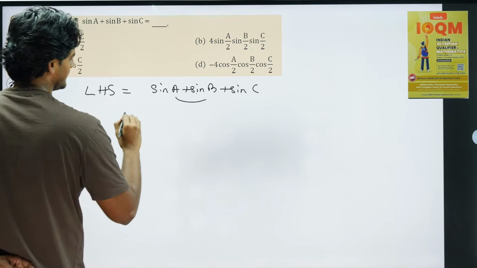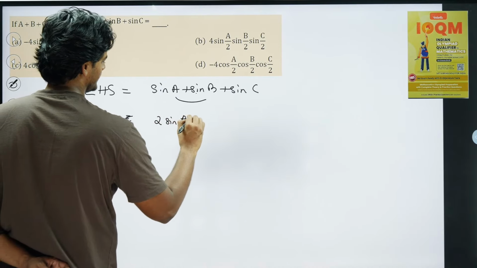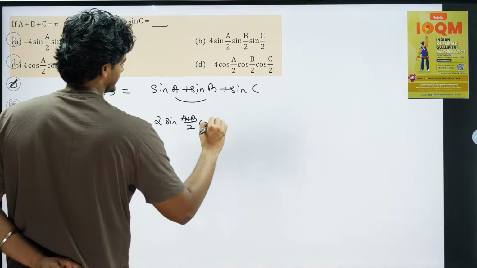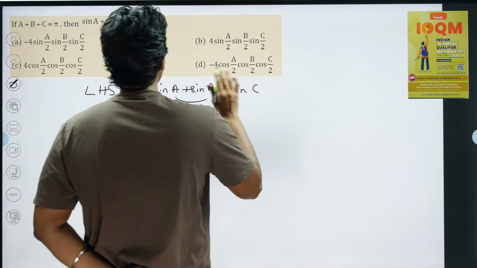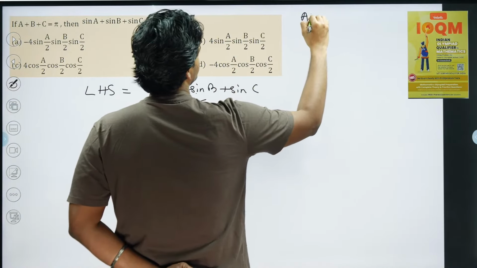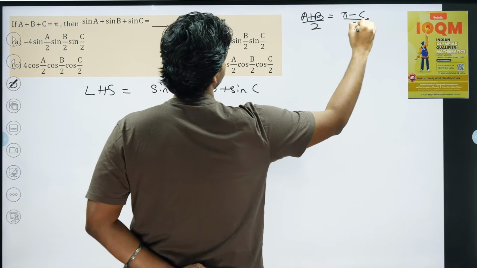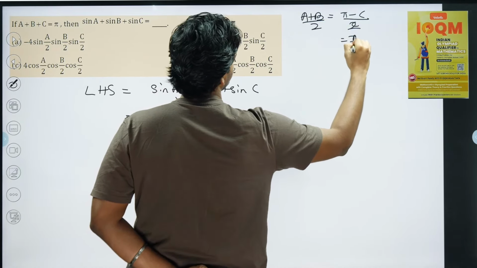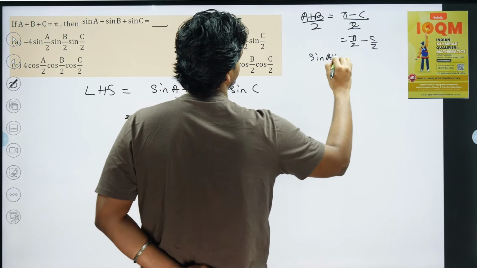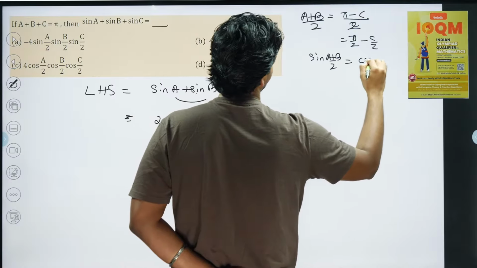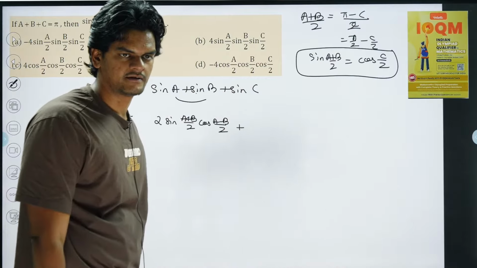So if I apply the sin A plus sin B transformation rule, this is 2 sin((A plus B)/2) cos((A minus B)/2) plus sin C. So note one thing, A plus B is pi minus C, so (A plus B)/2 is pi by 2 minus C by 2. So sin((A plus B)/2) is cos(C/2). This should be understood, everyone, right?